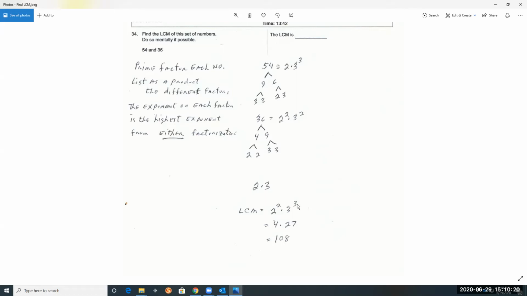But let's come up with a final number for that. 2 squared is 4. 3 cubed is 27. And 4 times 27 is 108. 108 is the least common multiple, meaning that 54 and 36 go into 108, and there is no smaller number than that for which it works.